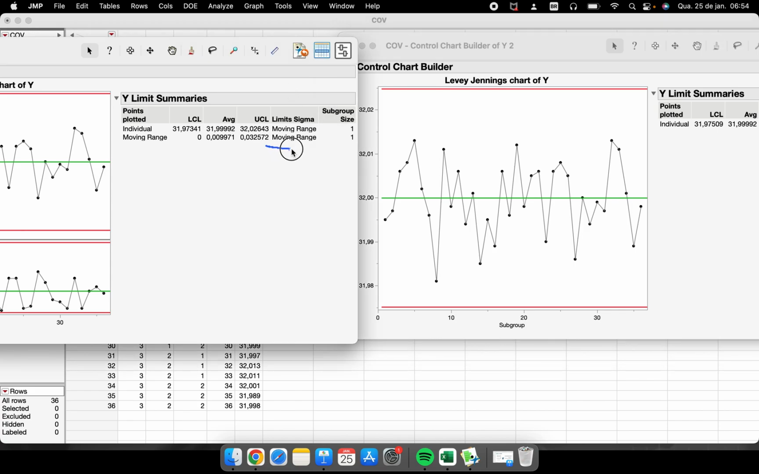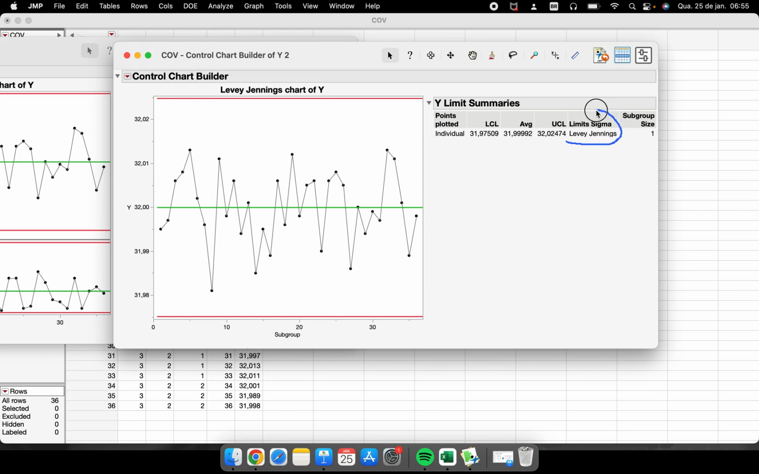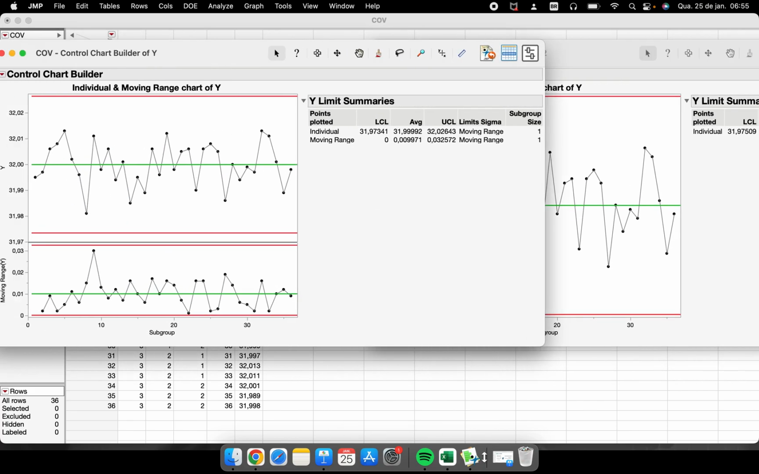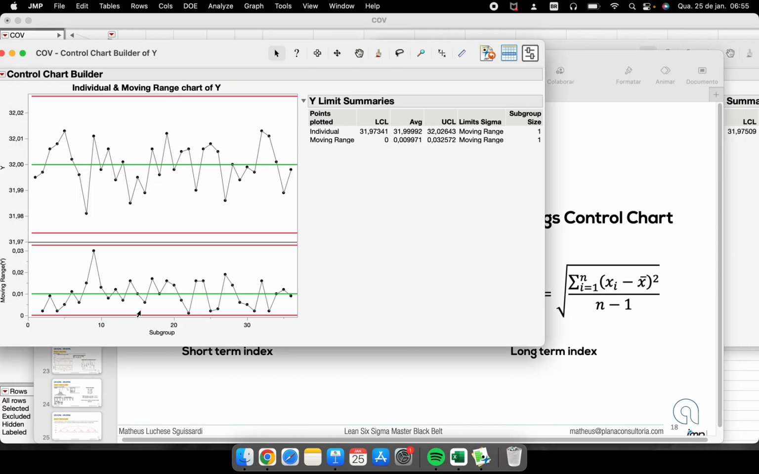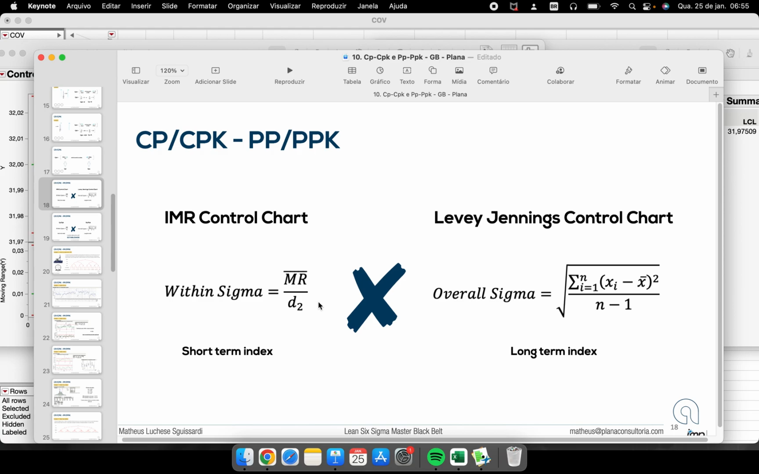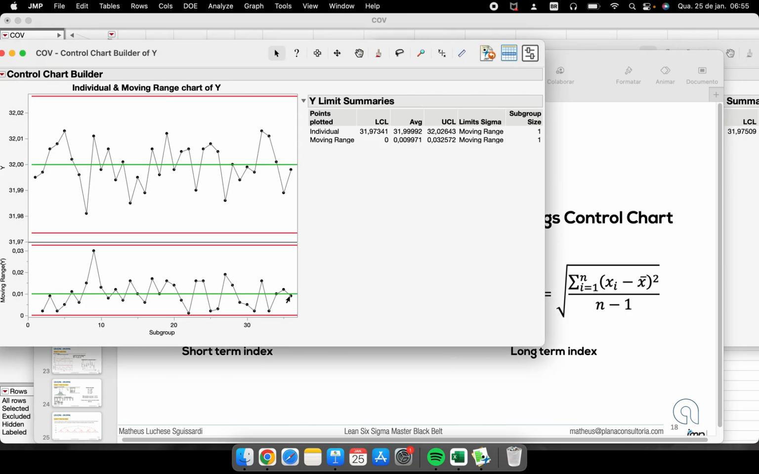This chart is giving us information saying that the limits were calculated from the moving range, and here we have the Levey Jennings limits used to calculate the control limits. So what is the difference? I have here a topic from my course material: the IMR control chart is using the within sigma, that is the average of the moving range divided by a D2 constant, in this case 1.128. So the within sigma is calculated with this average divided by the D2 constant.